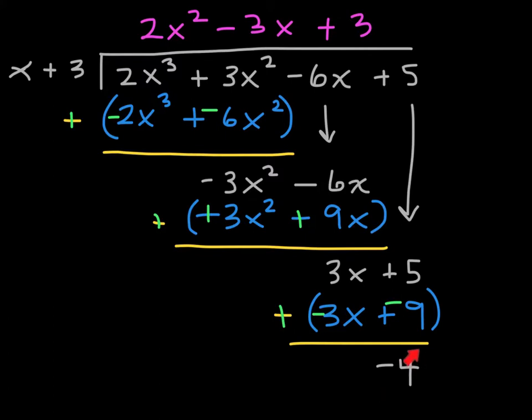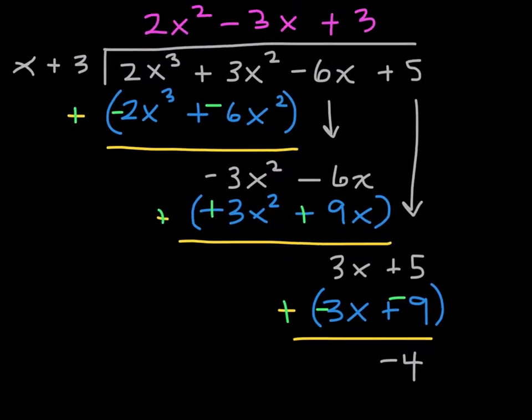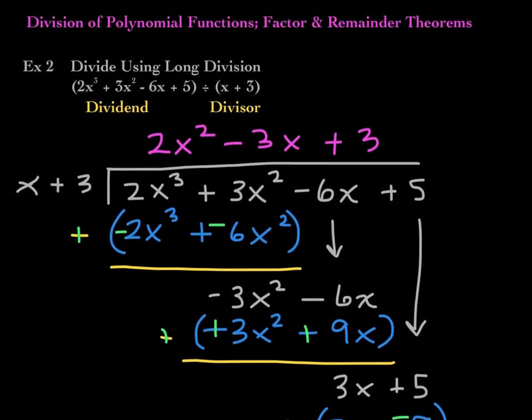You know you are done dividing when the difference here, or the remainder, is lesser degree than the divisor. This is degree 0. This is degree 1. Degree 0 is less than degree 1, so you're done dividing. You are done. All right, so let's write down our final answer. Let me come up here to the original problem, okay?